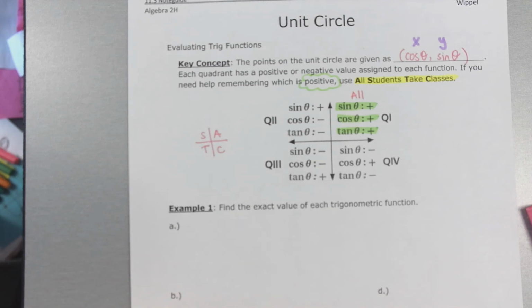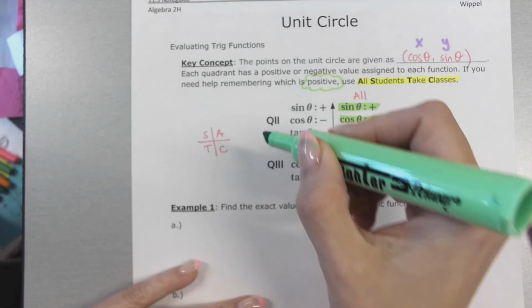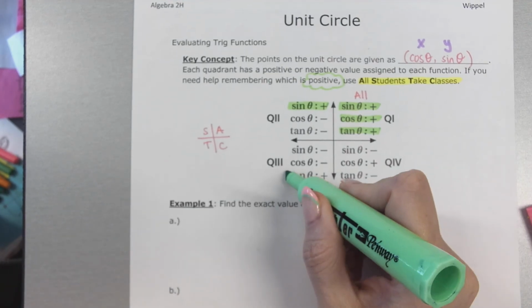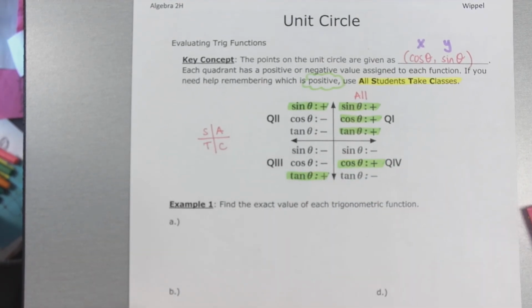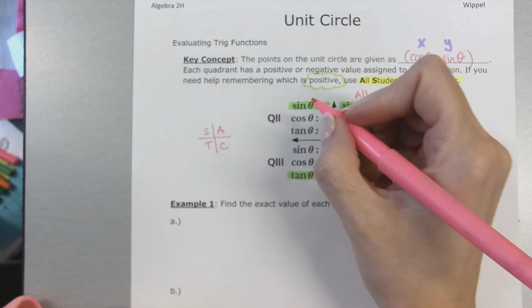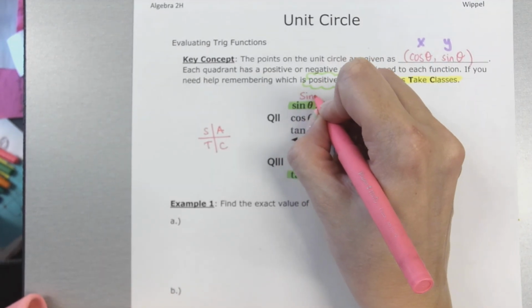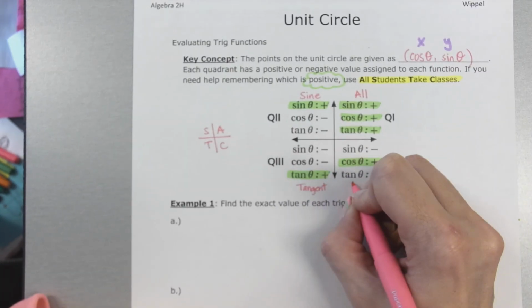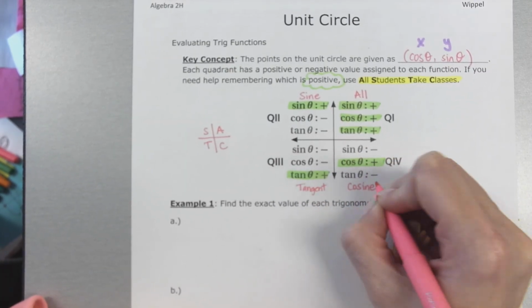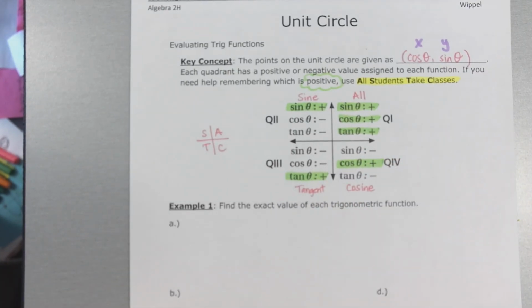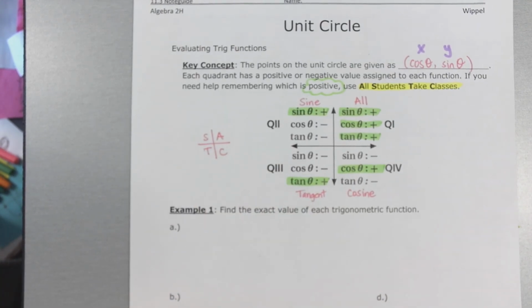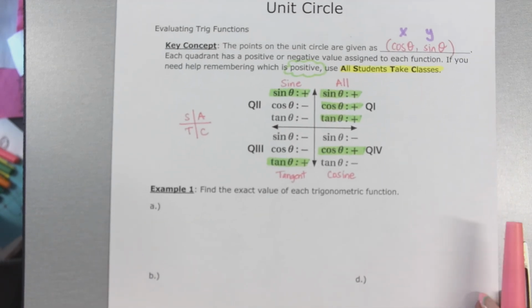Okay, what do you guys think the S stands for in quadrant 2? The sine. In quadrant 3, it is the tangent. So all sine, tangent, cosine. Okay, that's how you can remember where they're positive. All students take classes. Okay, and if it's not positive, then it's negative.